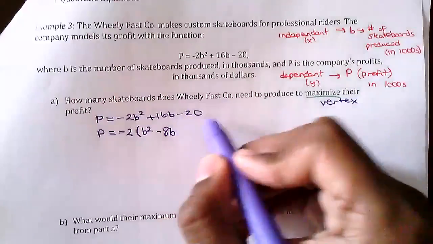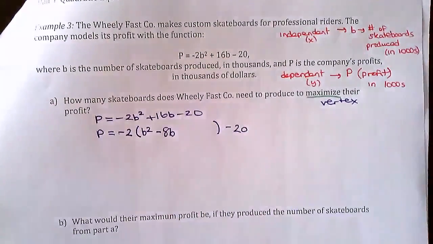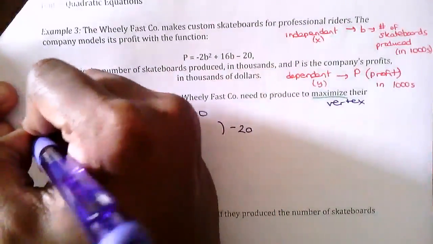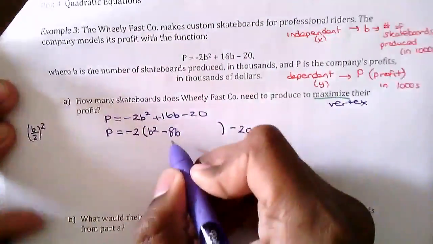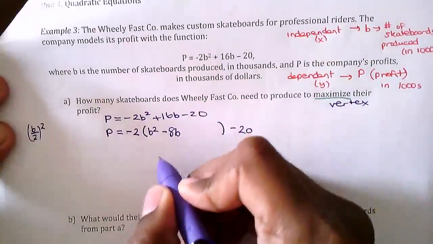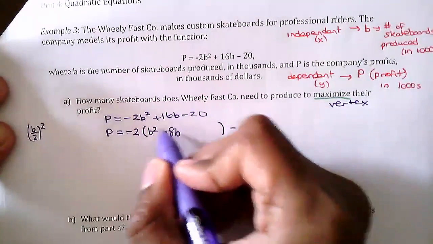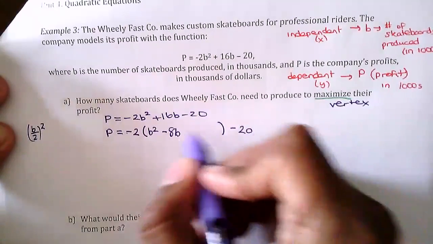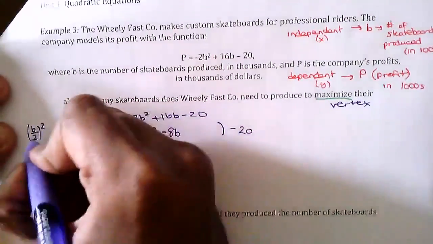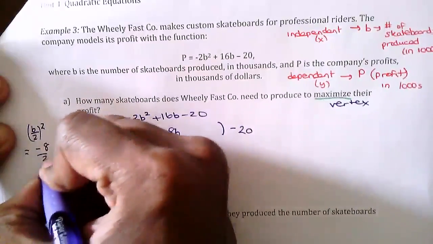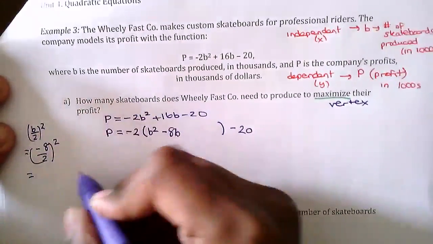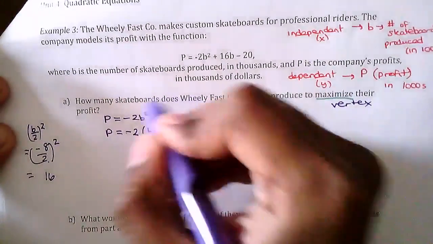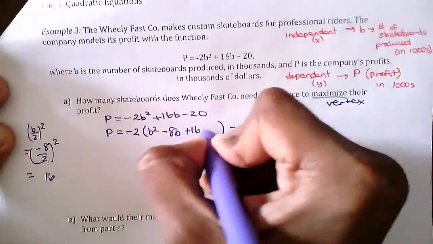Then you leave some space and copy down the c to the side. The next step is to find that b over 2 squared value. So the new b here is negative. Oh, and it's confusing because the variables are b and P, but the a is still here, the b is still this, and the c is still this. So the b value here is negative 8. So negative 8 over 2 squared. That's just negative 4 squared, which is 16. So I'm going to add 16 and subtract 16.